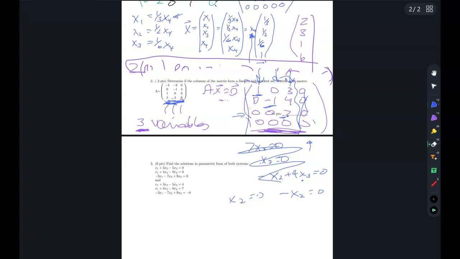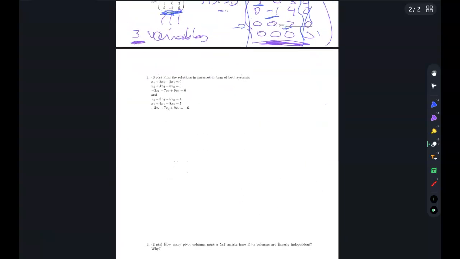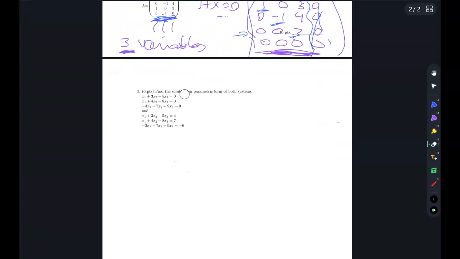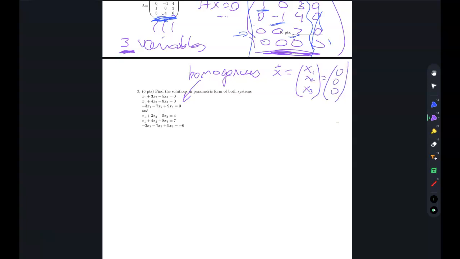Okay, so this one here, lots of people got it wrong, so I want to make sure I go through all the details. So there are 2 equations to solve, right? First, there's the homogeneous. The homogeneous always has the trivial solution, right? That means if you put in the x vector of x1, x2, x3 equaling 0, 0, 0, it works. That's the trivial solution. So we're interested to see if there's a non-trivial solution.